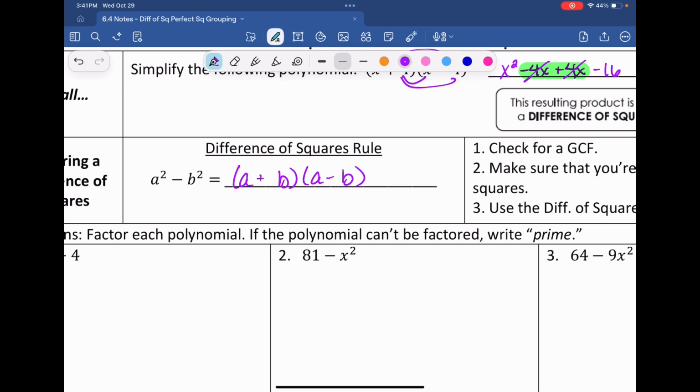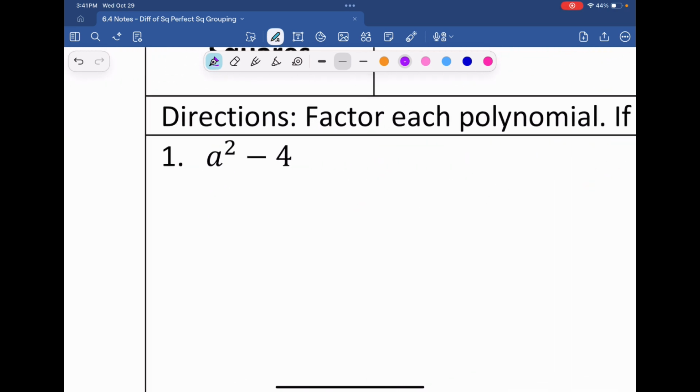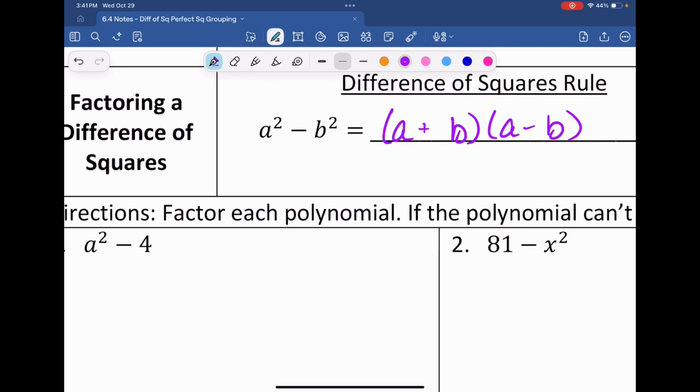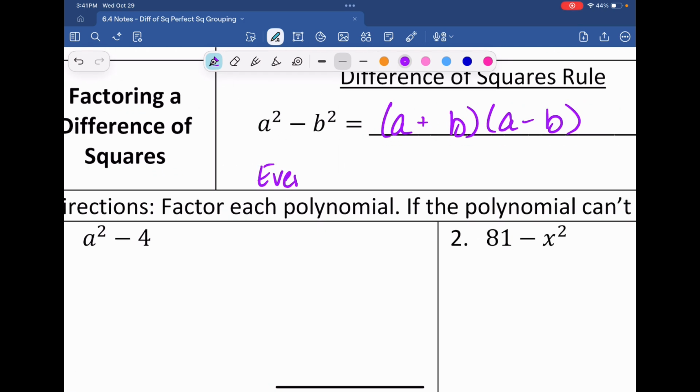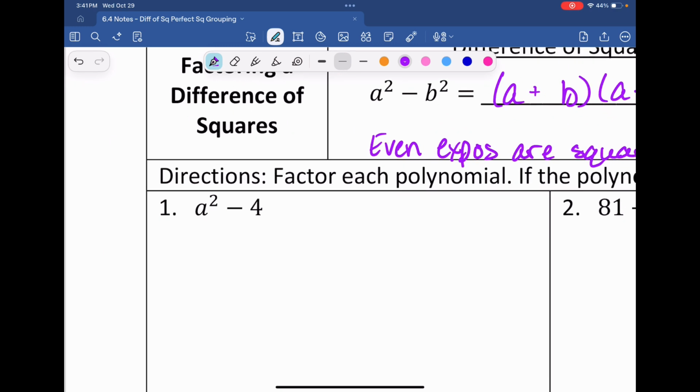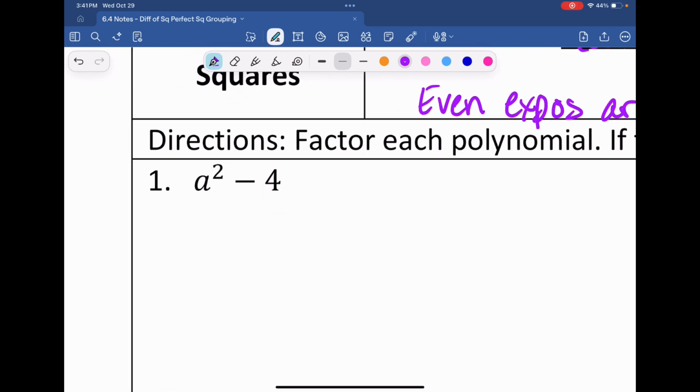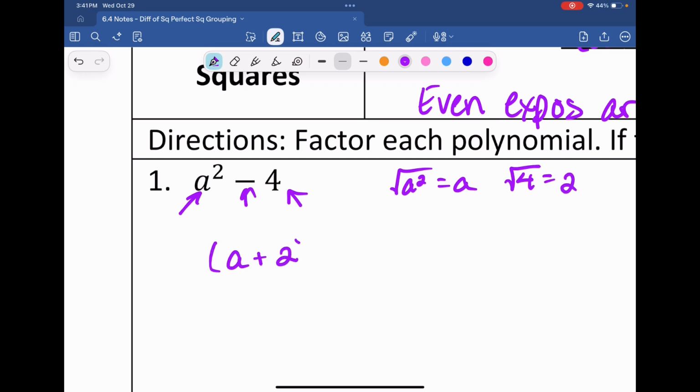Okay, so looking at example 1, this is a squared minus 4. Now, just so that you are on the same page, even exponents are squares. So that's why a squared would be a square. We've got a difference, even exponent. 4 is a square. This is a difference of squares. So the square root of a squared is a. Square root of 4 is 2. Those roots, add and subtract.